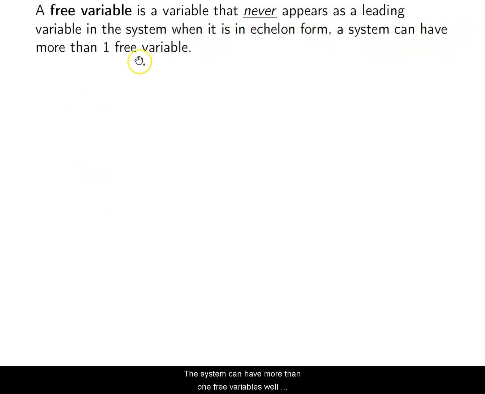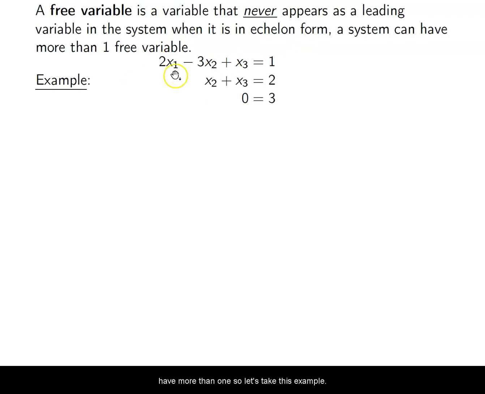So a system can have more than one free variable as well. So far we've only seen an example where we have one, but we can have more than one. So let's take this example.